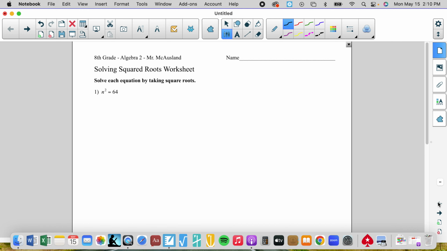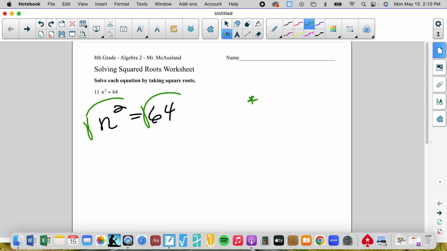If we look at this, the first thing we see is that we have a single variable that is being squared. We're solving for n, so we need to get rid of that square. Well, what gets rid of a square? What's the inverse of a square? A square root. So if we want to get rid of this square, we take the square root of both sides.